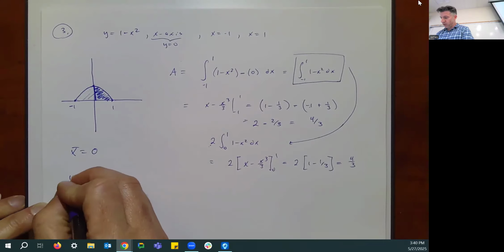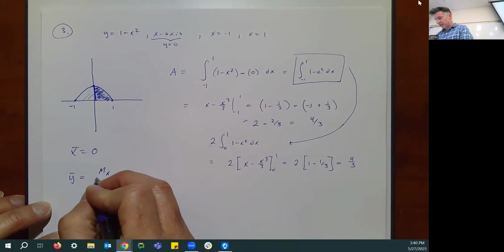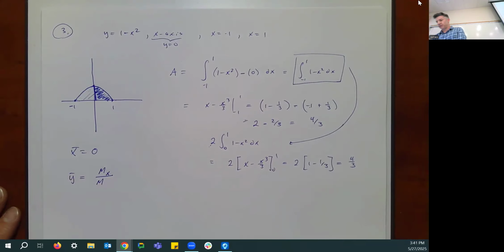So to find our y coordinate of the center of mass, it's going to be the moment around the x-axis divided by the total mass, or area, because it's area. It's a centroid, not a center of mass, but same difference. Yeah, so we're really finding the centroid here because there is no density to speak of. The problem doesn't say with a density of anything. So center of mass is just the centroid.